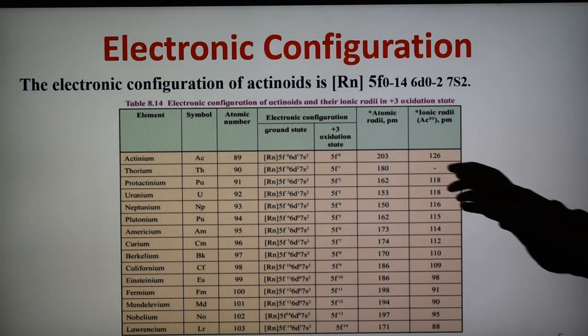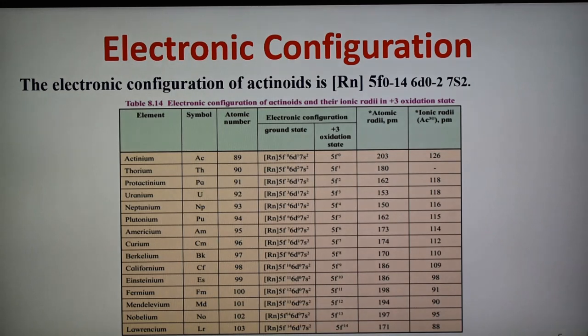So this is the +3 oxidation state of this series element, and the atomic radii and ionic radii are also shown in that case. So from the electronic configuration table, we can say that the 14 elements that follow actinium in the periodic table are known as actinides, actinons or actinoids. They include the 3 naturally occurring elements: thorium, protactinium and uranium, and 11 transuranic elements produced artificially by nuclear reaction.